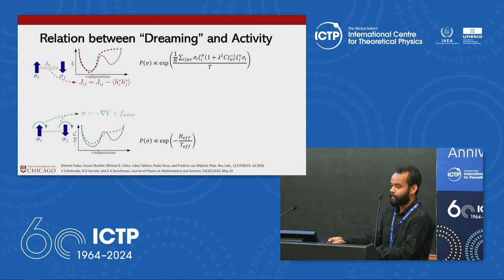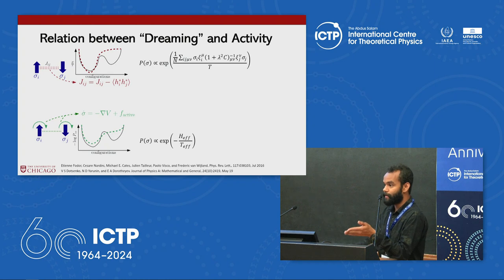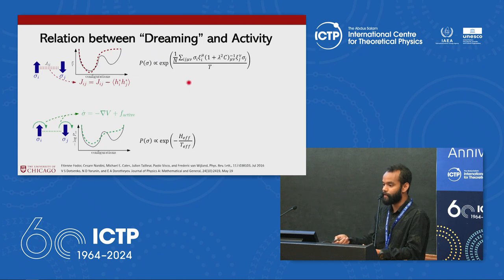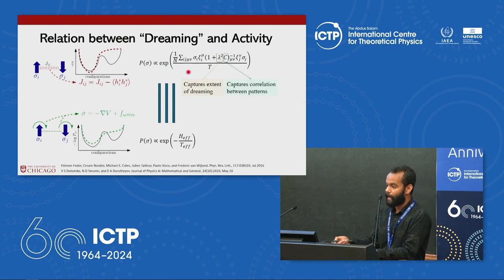The reason for this is, if you look at the probability distribution sampled from the unlearning procedure, it's given by the Boltzmann form with additional constants coming from the unlearning procedure, which is 1 plus lambda squared C. In a similar fashion, the distribution of spin configurations sampled from this active sampling procedure is given by H effective divided by T effective, and it can be shown that in the limit of very small driving, this H effective looks very similar to the one obtained from the unlearning procedure.